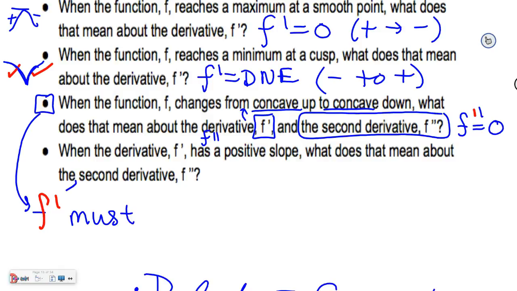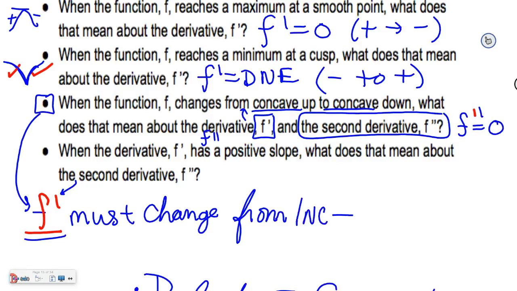Well, f double prime is the slopes of the slope graph. So if I'm going to be talking about the slopes of this graph, then that graph must change. This is the hardest question, I think, to answer. Must change from increasing to decreasing.